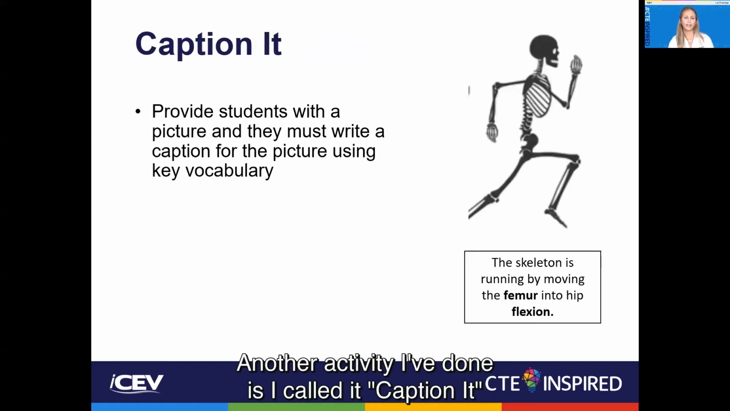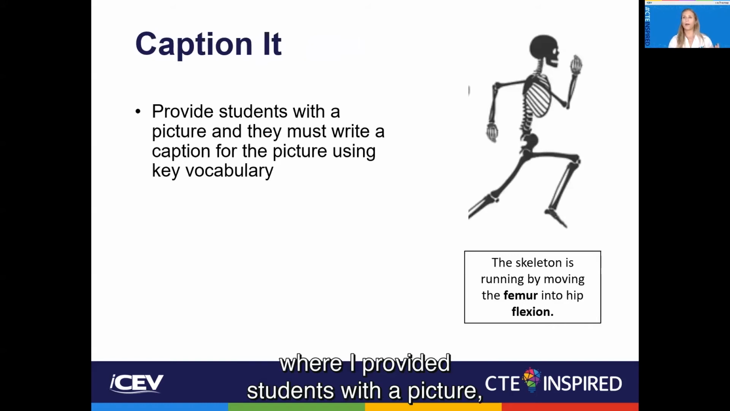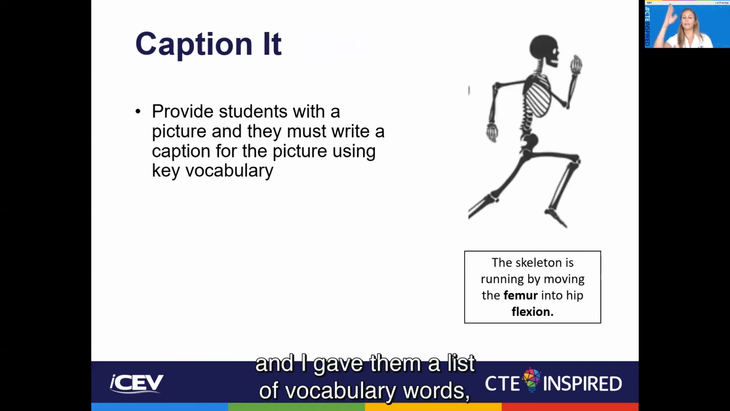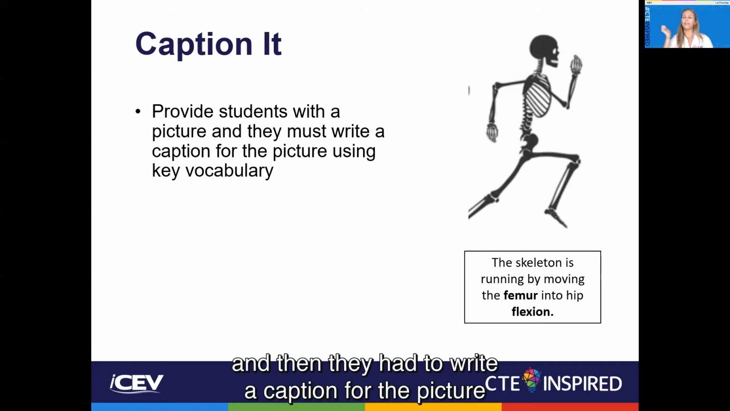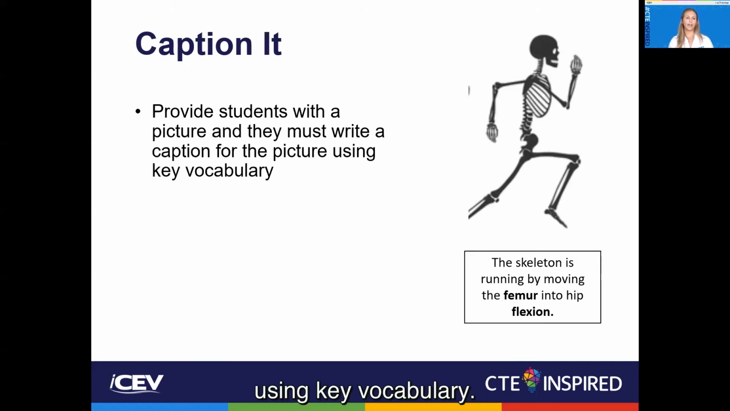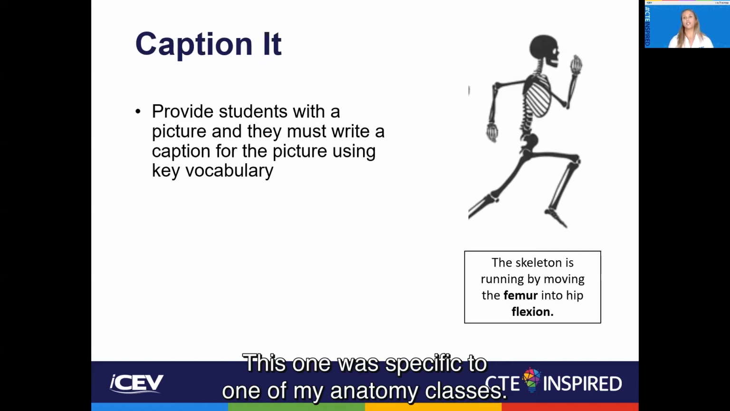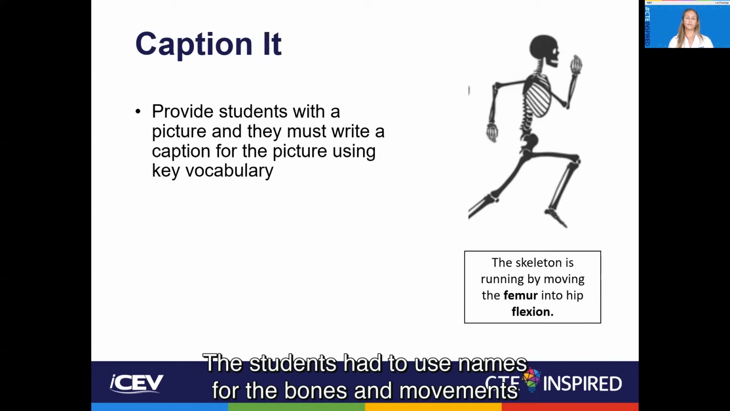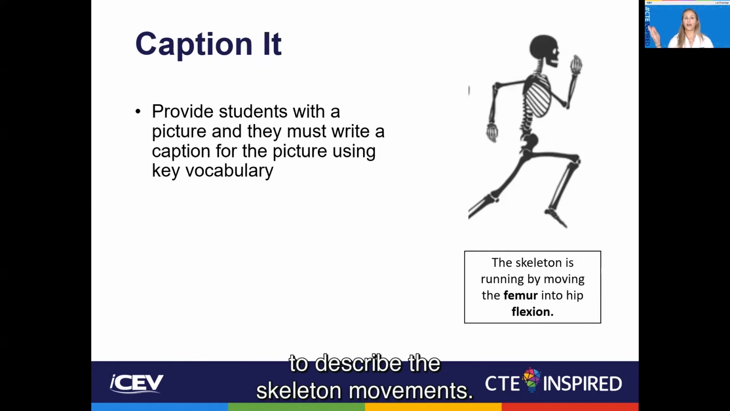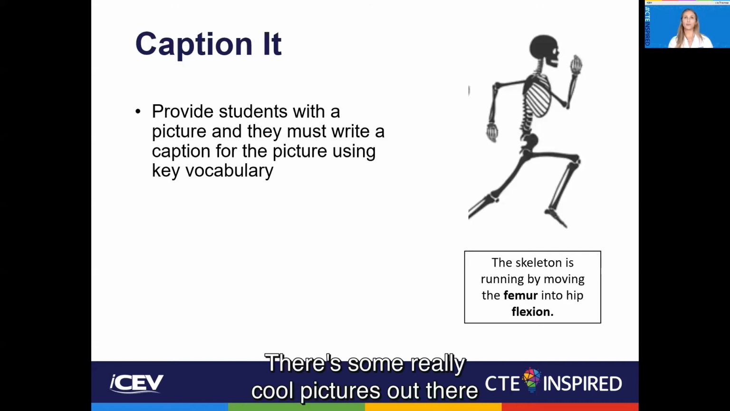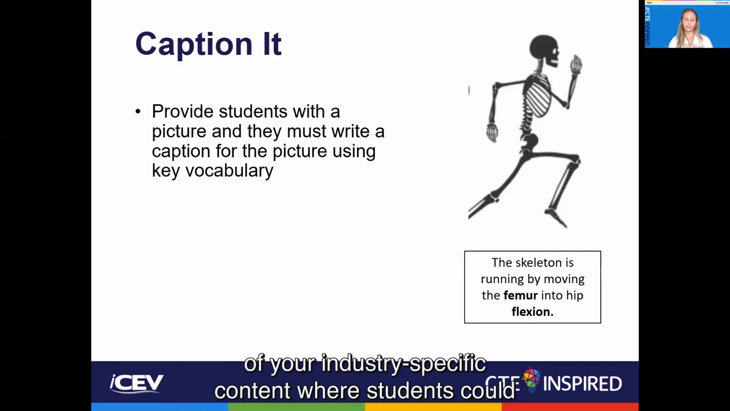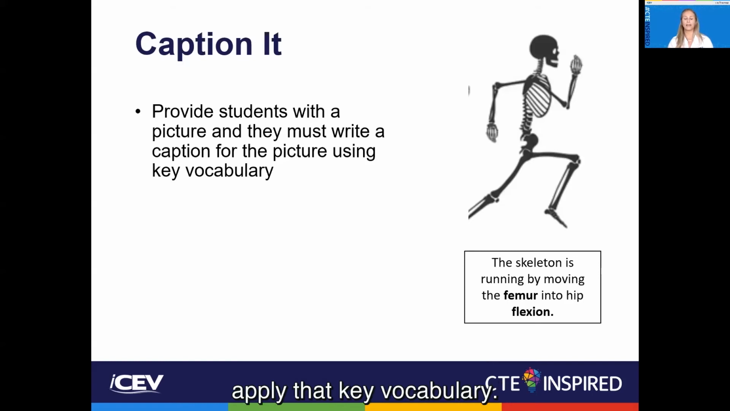Another activity I've done is, I called it Caption It, where I provided students with a picture and I gave them a list of vocabulary words, and then they had to write a caption for the picture using key vocabulary. This one was specific to one of my anatomy classes. The students had to use names of the bones and movements to describe these skeleton movements. But you can do this with anything. There's some really cool pictures out there of your industry specific content where students could apply that key vocabulary.